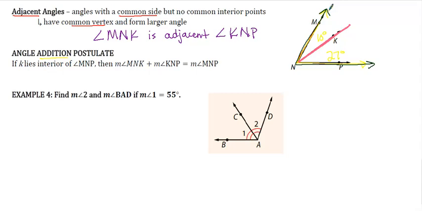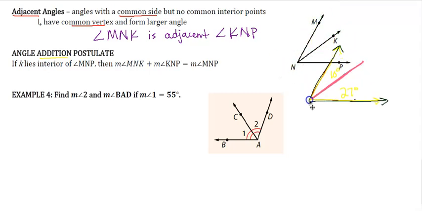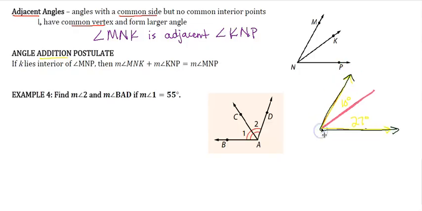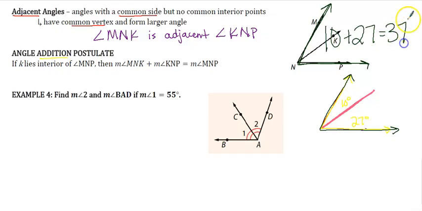Okay, so I'm going to move this so I can see. So if the little one is 10 degrees and the bigger one is 27 degrees, then the two of them together is going to be equal to 10 plus 27, which is 37 degrees. Again, you're like, I could have figured this out on my own. You probably could have. But I'm your teacher, so you get to listen to me.